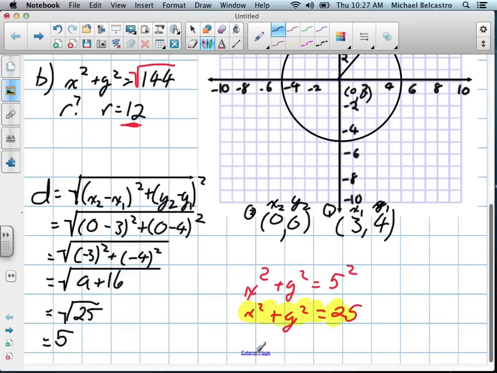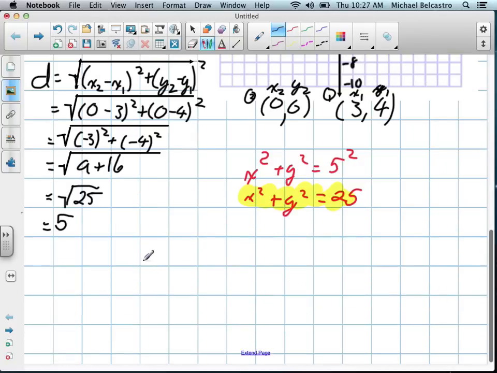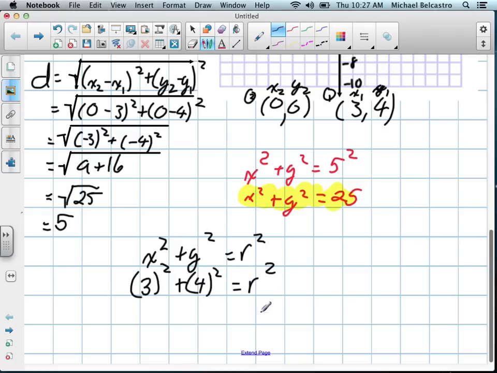So let's figure out our formula. Well, our formula for a circle is x squared plus y squared equals r squared. Our x value was 3. Our y value was 4. And we're trying to find the radius. Okay? Well, what if I were to kind of bring that squared to the other side? Oh, wait, actually, let's work this out. What's 3 squared? 4 squared?